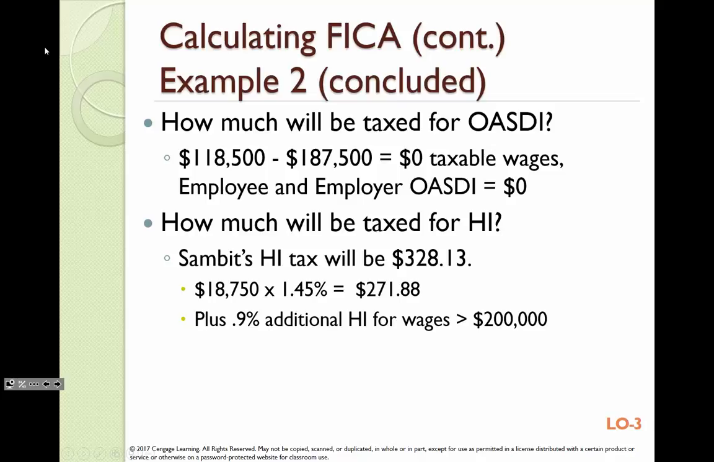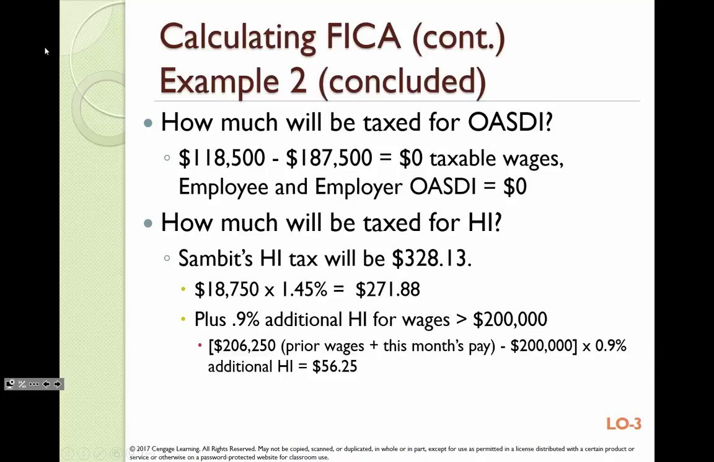Okay, but he's not over. Oh, he is a little bit. He's going over 200,000 on this one, isn't he? Right. Okay, that's interesting. So he'd earned 187.5 before today, plus 18,750 today is throwing him over the 200,000, isn't it? So it's going to throw him up to 206,250.